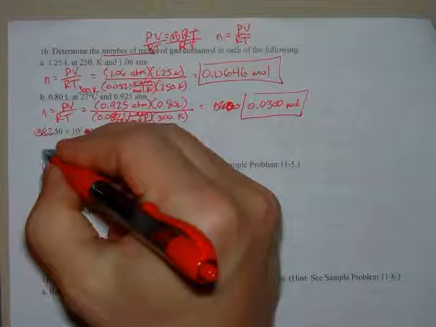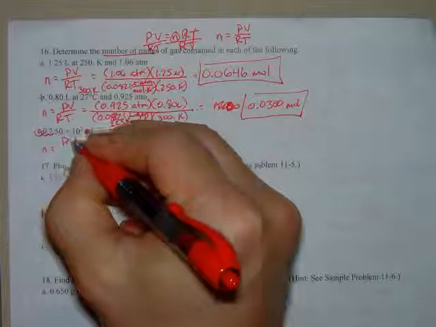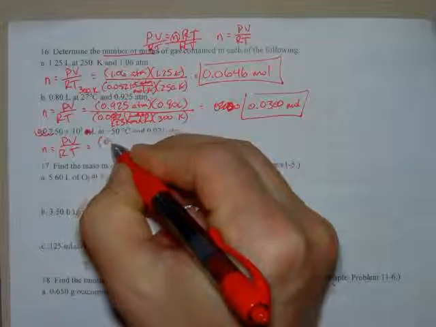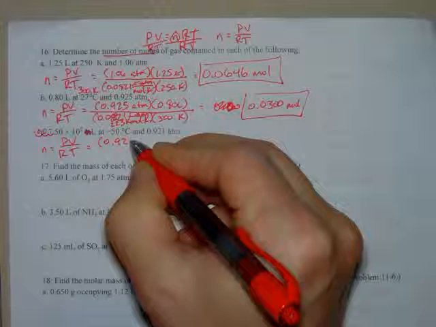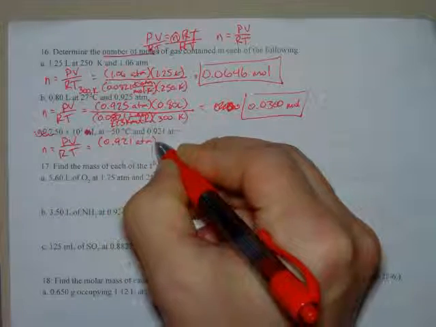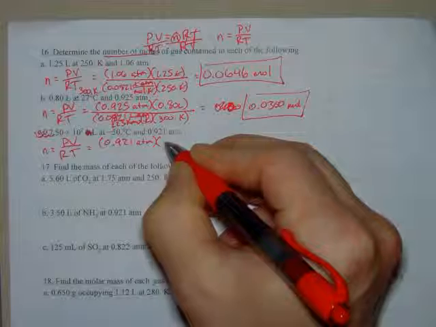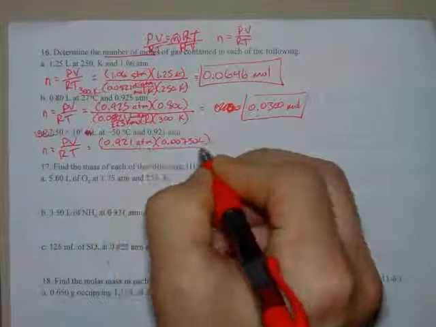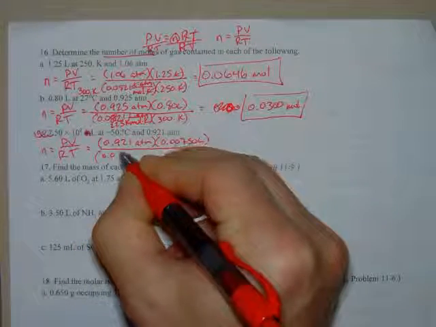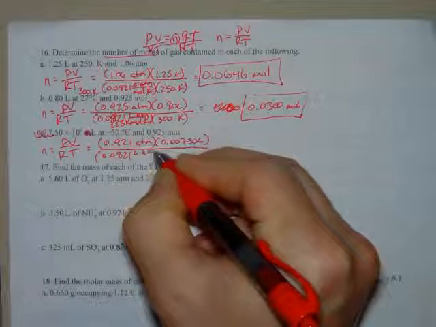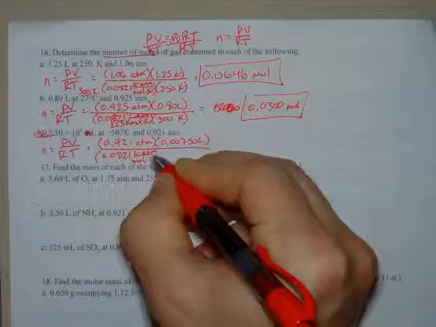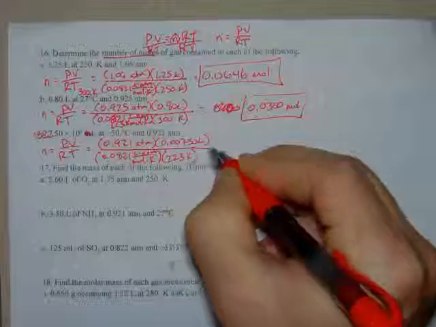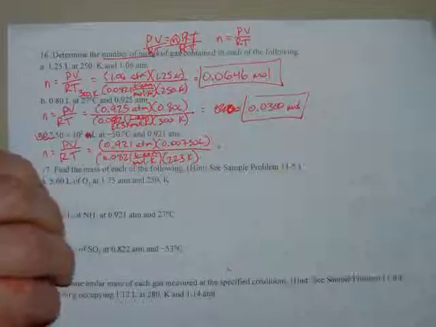And C, I already have some of those units changed up, so I'm good to just plug these in. Pressure, 0.921 atm. Volume, I had to change that into liters, so I have 0.0750 liters. My ideal gas constant, and then my temperature, which is 223 K. And I'm ready to calculate.